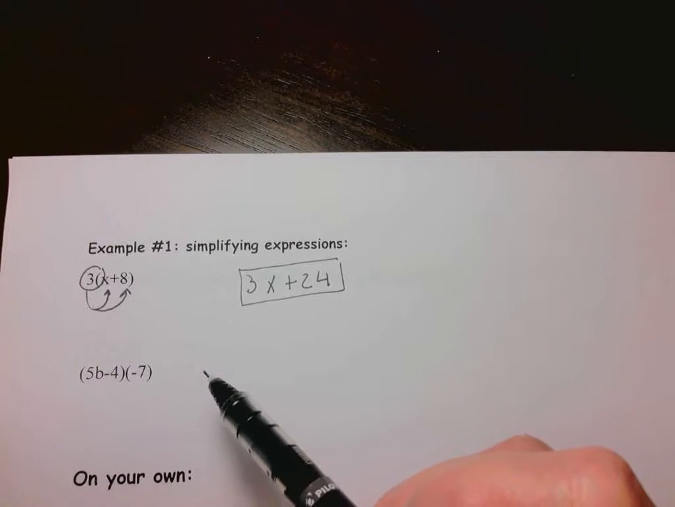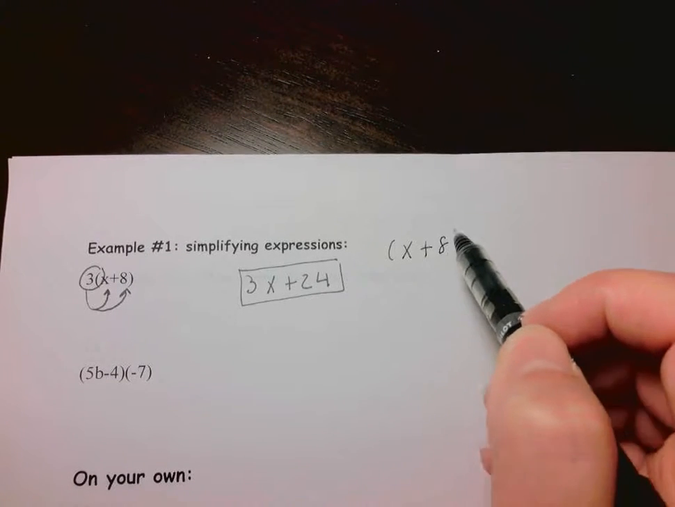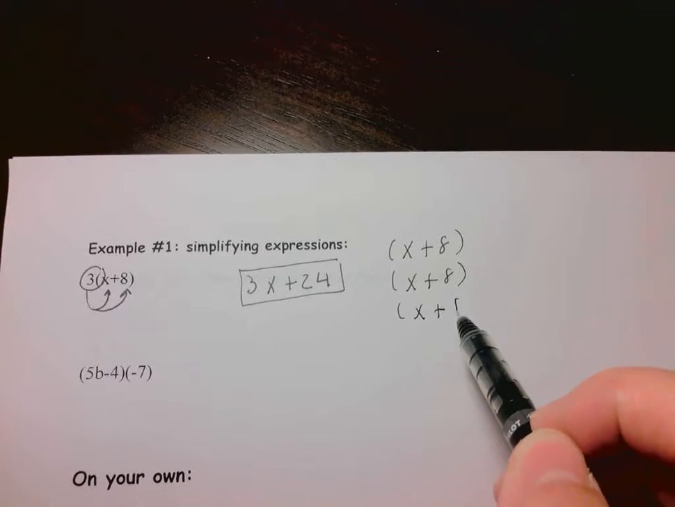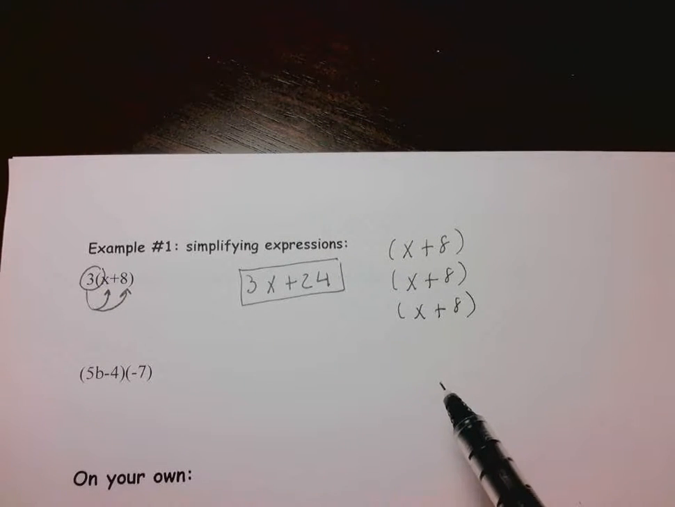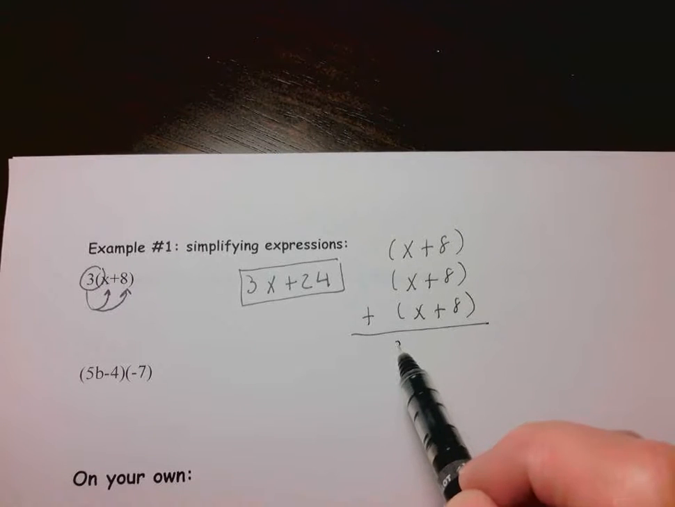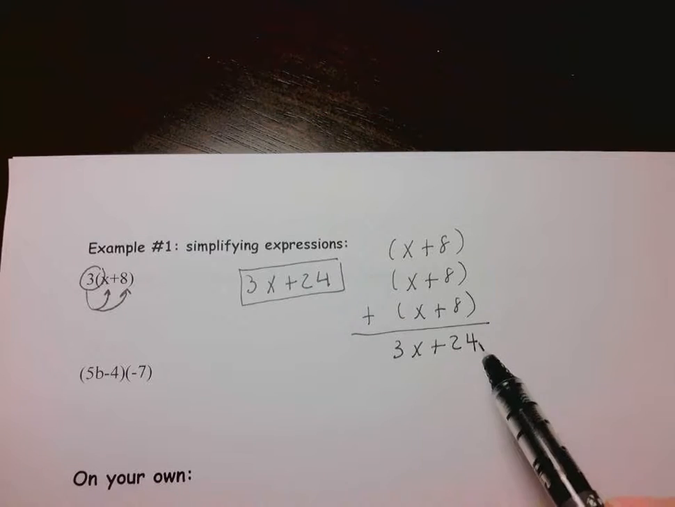And think about what this is saying. This is saying I have 3 (x plus 8)s. So if I have 3 (x plus 8)s, what do I have? I've got 3 x's and then I have 24. Another way to do it would be to think of it this way and just add it down. This is not practical, I'm just showing you why that works.